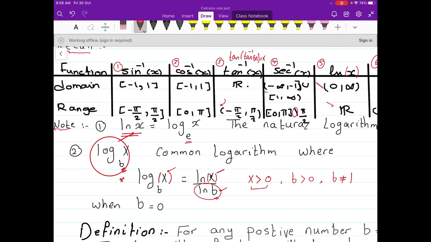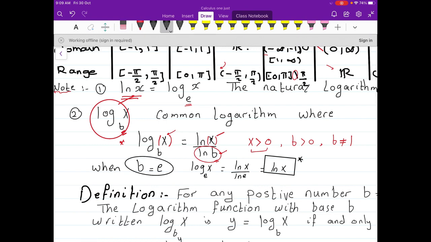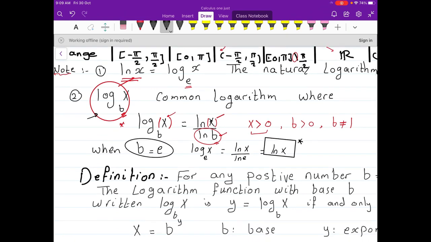Now, if we take the base b equal e, substitute, you get log x for the base e equal ln x over ln e, and this is equal to ln x. So notice that ln x is a special case of log x for the base b. When the base equals e we get the function ln x. Now we want to define this function, and the domain and the range. So, definition.